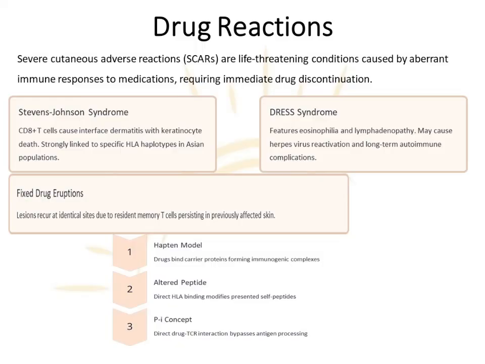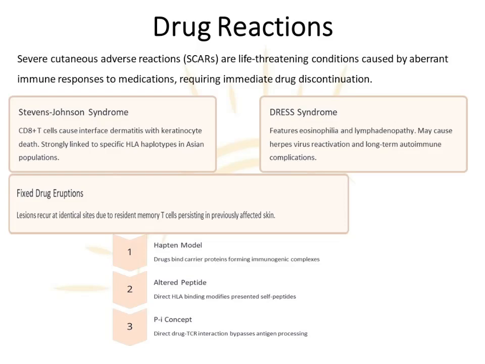One example is Stevens-Johnson syndrome, or SJS. In this condition, CD8-positive T cells attack keratinocytes, leading to widespread skin and mucosal damage. Certain HLA genetic types, especially in Asian populations, increase the risk of developing this reaction. Another severe reaction is DRESS syndrome, which stands for drug reaction with eosinophilia and systemic symptoms.